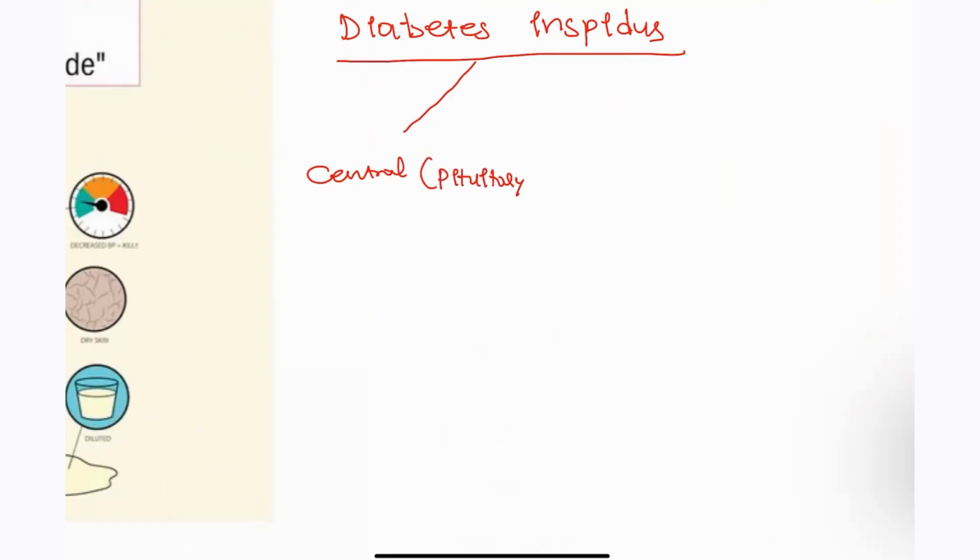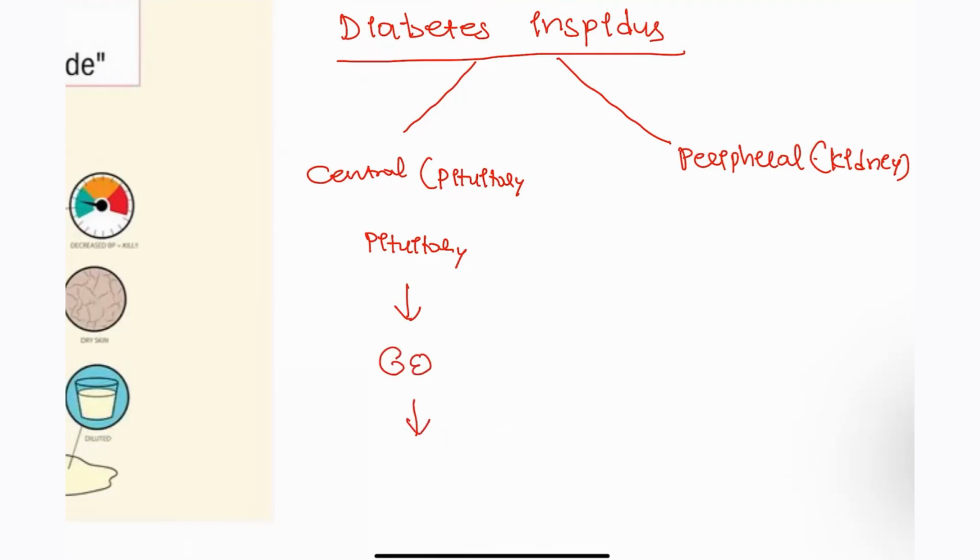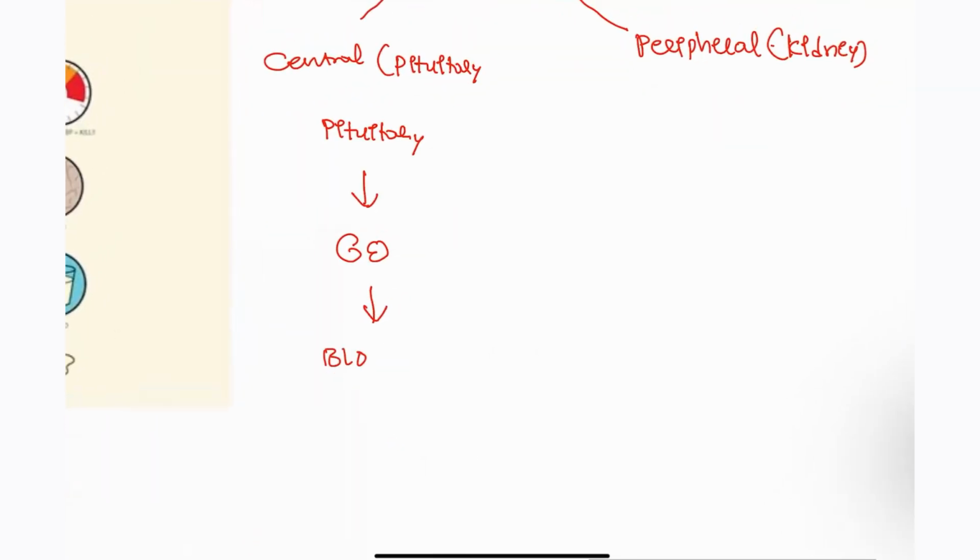Okay, next is the peripheral type. So where is peripheral ADH present, guys? In the kidney. First, where is the ADH coming from? It is coming from the pituitary, and then it is going to act on the kidneys, right? And then it is going to act on the blood vessels, right? This is how ADH normally works.